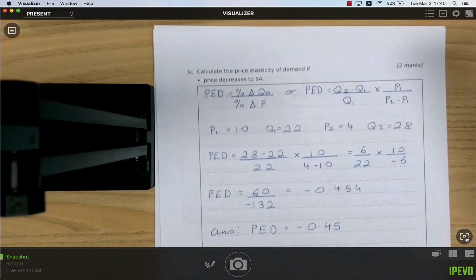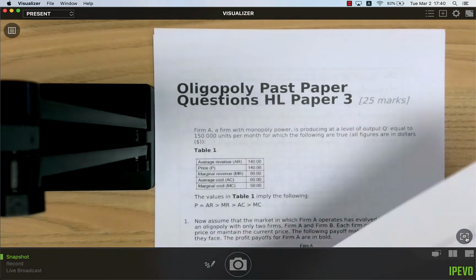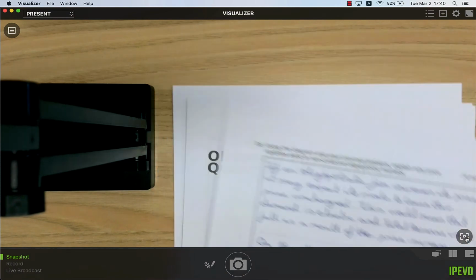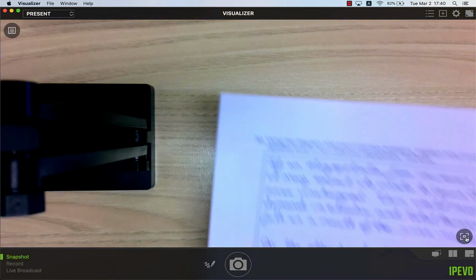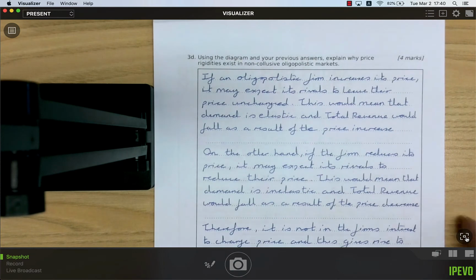So why would you change price even if it's not an explicit or an illegal agreement? If an oligopolistic firm increases its price, it may expect its rivals to leave their price unchanged, hence it's elastic with a price increase. This would mean that demand is elastic and total revenue would fall because prices increased. If you want to increase total revenue and you have an elastic good, or you're operating on the elastic portion of the demand curve, you should lower price.